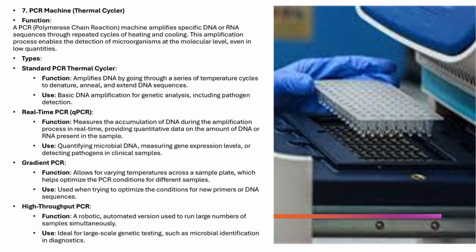Gradient PCR. The gradient PCR machine allows for varying temperatures across a sample plate, which helps optimize the PCR conditions. This is especially useful when you're trying to optimize conditions for new primers or DNA sequences, ensuring the best results. High-throughput PCR. Finally, the high-throughput PCR is an automated, robotic version designed to handle large numbers of samples simultaneously.